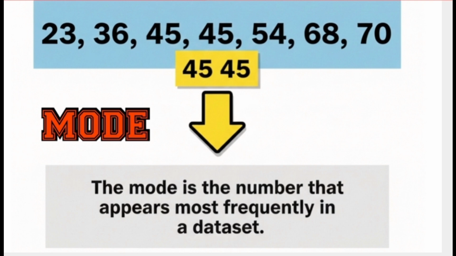The mark 23 appears once. 36 appears once. 54, 68, and 70 also appear only once. But look at 45, it appears not once, not twice, but 3 times. She circled the number 45 3 times for emphasis. That means, she continued, that 45 is the mode, because it is the most repeated number in the data set.